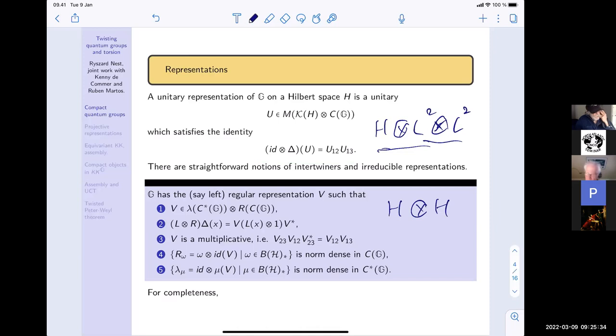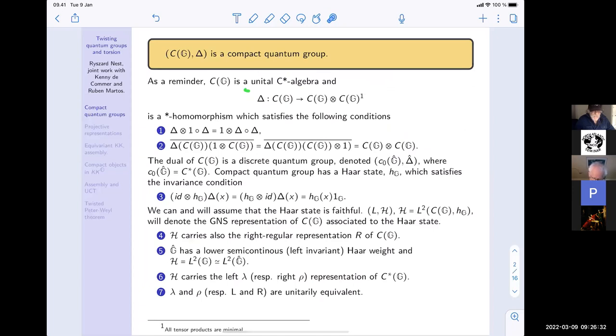Now I have left and right representations of the group C star algebra, and left and right representations of the function algebra. So I have to decide what is what. My unitary lives in C star G tensor C of G. It's a representation, so it satisfies this condition here. That's the fact that it is a representation, and this is the fact that it implements the coproduct. So it's really a unitary which implements the coproduct. Take an element of C of G, tensor one, conjugate with V, and you get delta of this element. Remember, the quantum group came with this coproduct, and this coproduct is implemented by conjugation by something.